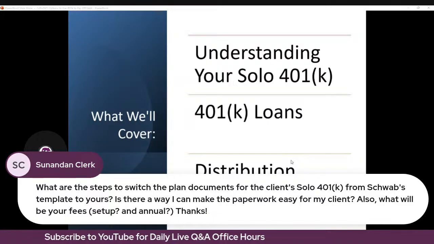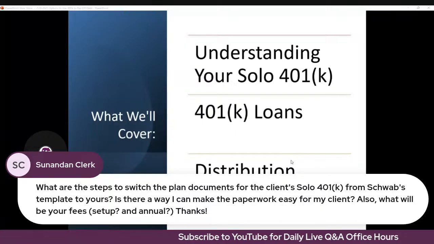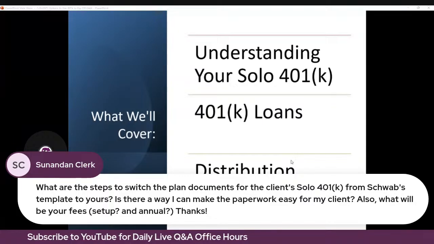So our question here: what are the steps to switch the plan documents for the client's solo 401k from Schwab's template to yours? Is there a way I can make the paperwork easy for my client? Also, what will be your fees, setup, and annual?